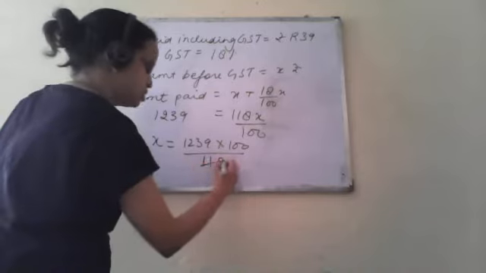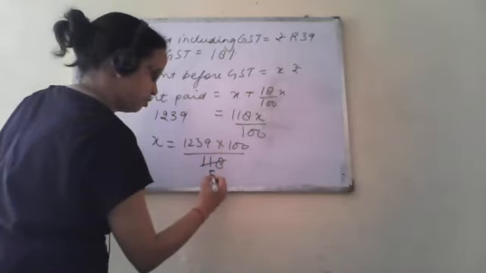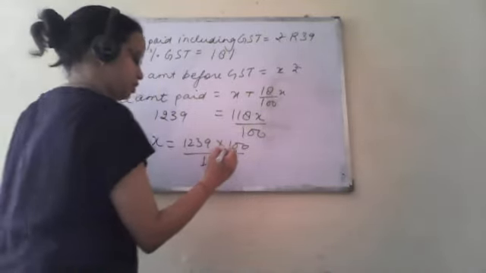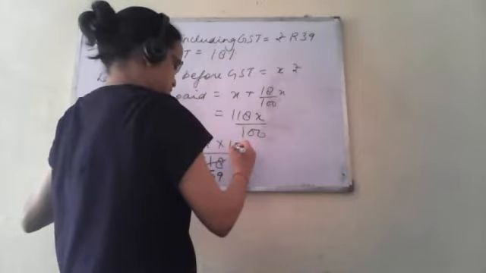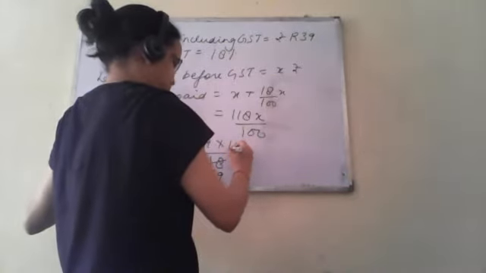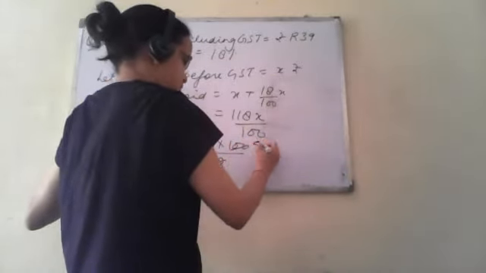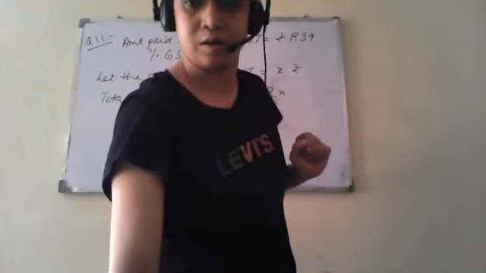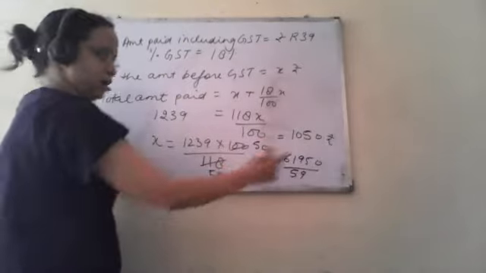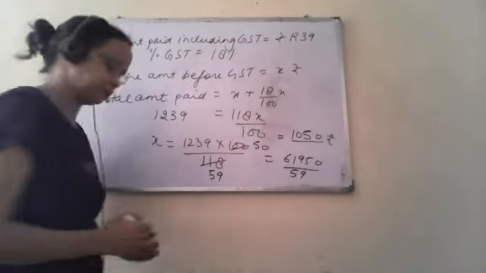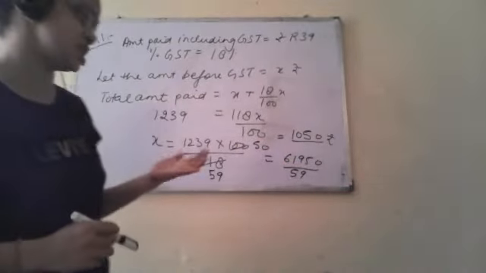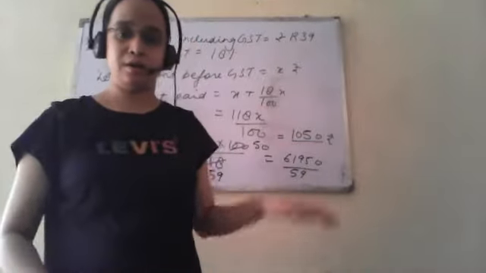Clear? So if we calculate, it comes out to be 1050. So the amount before GST was added was rupees 1050.